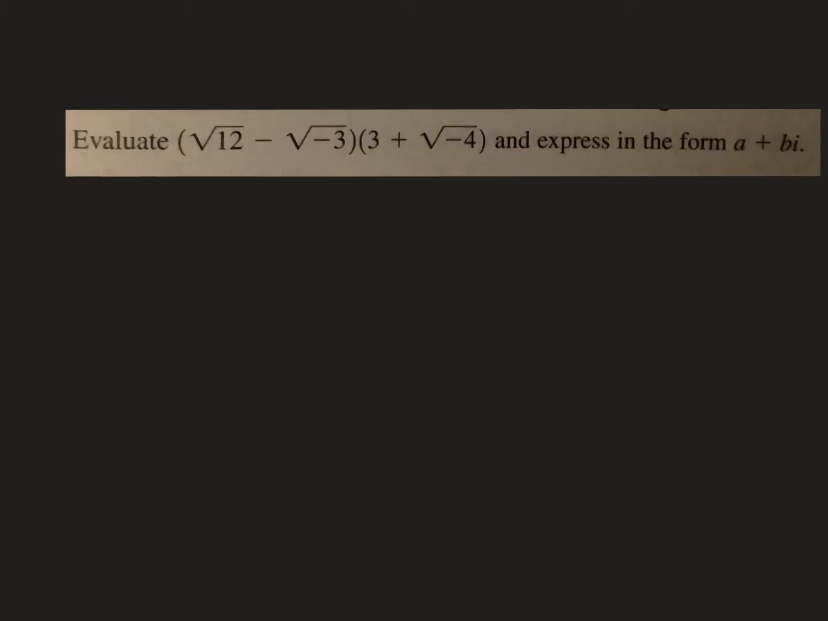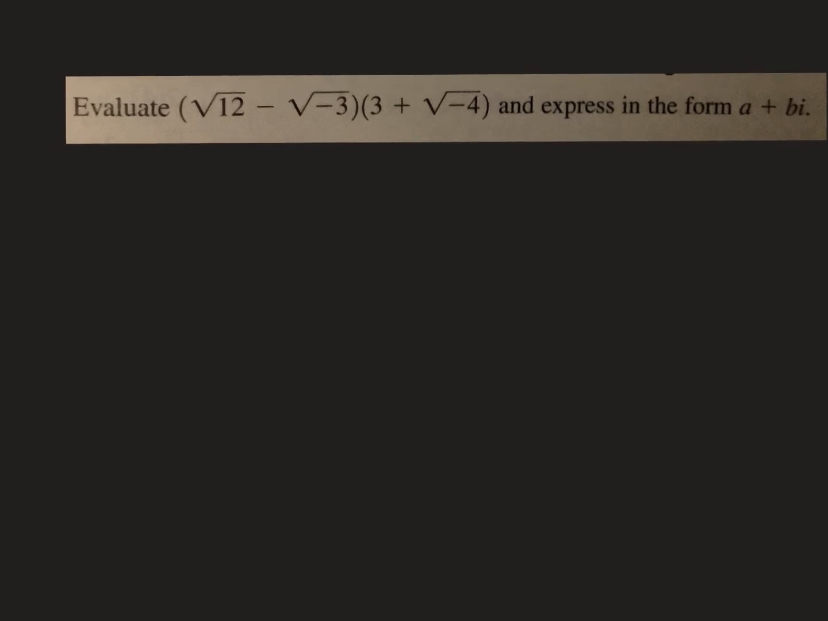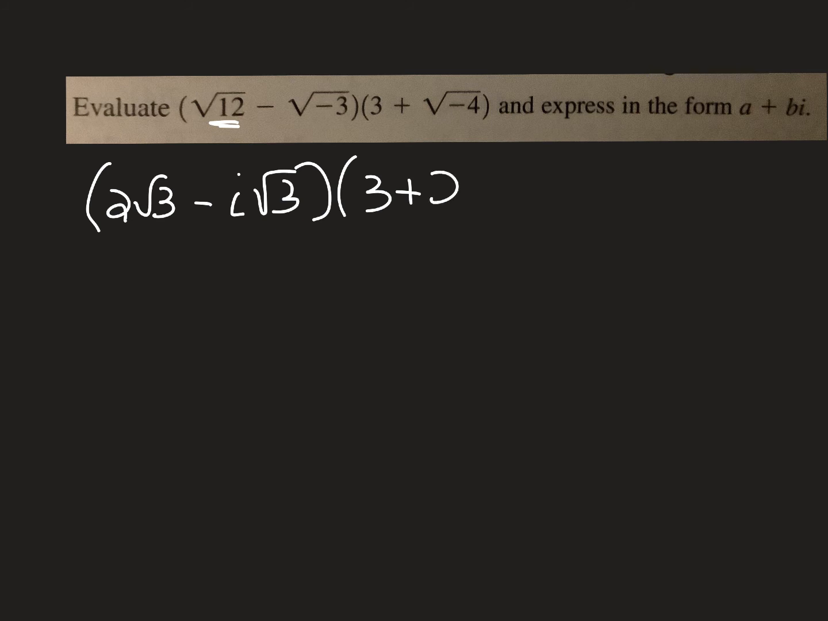All right, this one says evaluate this mess and express it in the form like we've been doing, a plus bi, the complex form. So what I'm going to do first is simplify all these radicals that I can. 12 is 4 times 3, so that's going to be 2 root 3. The second one, I'm going to remove the i, which makes that positive. Second parentheses, again, square root of -4. Square root of 4 is 2, because it's negative, it's going to be 2i.